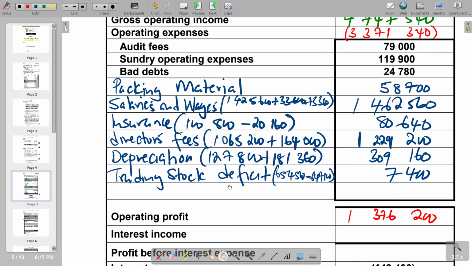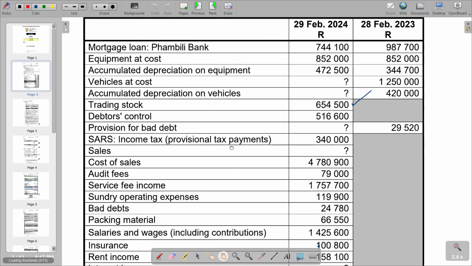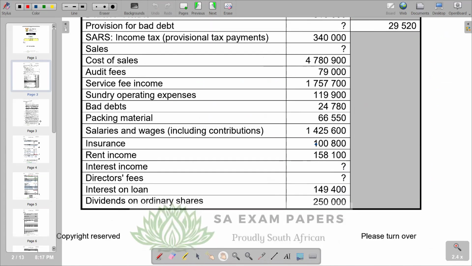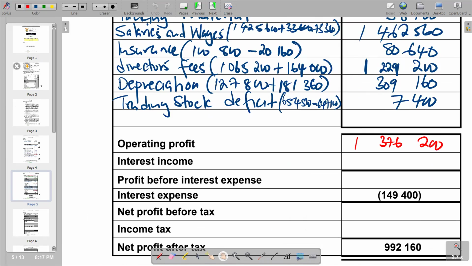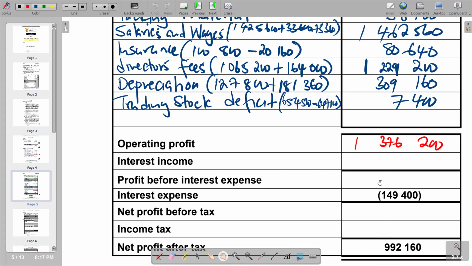Then interest expense, we refer back to the list of balances. You'd see that we are given, let's just try to see. This is now interest income. So interest income, we are given it as a question mark. So it means we can find it as a balancing figure. So we can leave it blank. Then we'll come back to look for it.